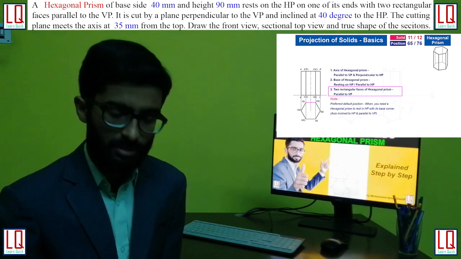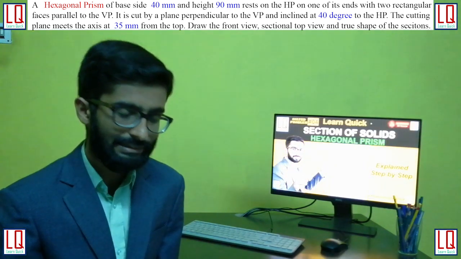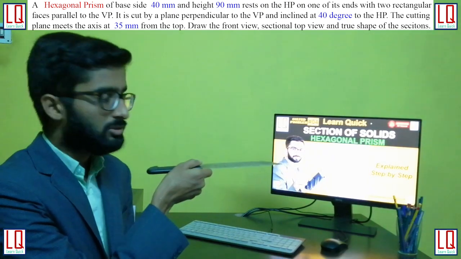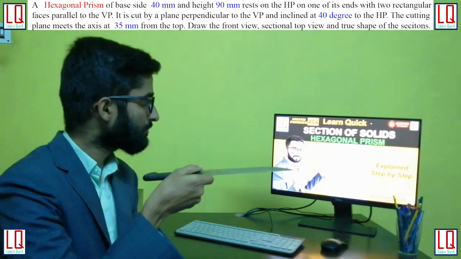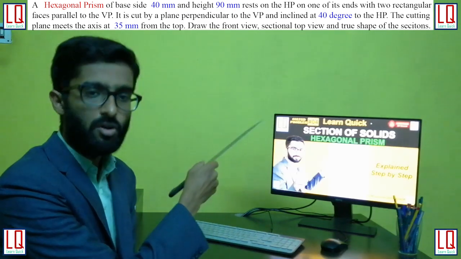In part 3, it is cut by a plane perpendicular to VP and inclined at 40 degree to HP. The cutting plane meets the axis at 35 mm from the top. So we are going to cut this hexagonal prism at an angle of 40 degree, perpendicular to VP, and the cutting plane has to be at an angle of 40 degree.